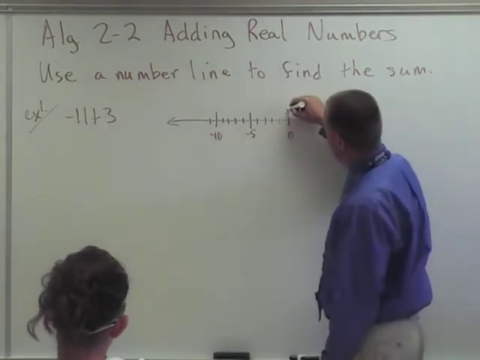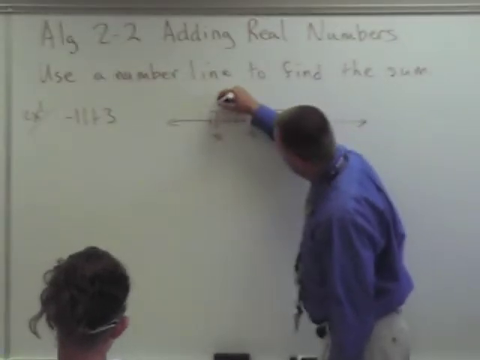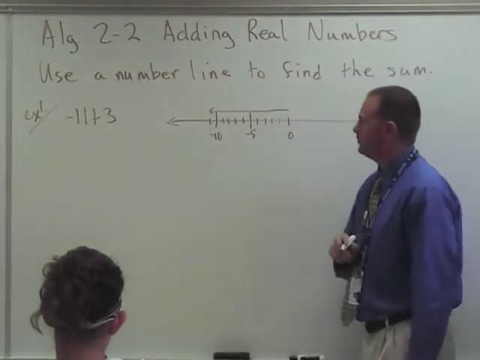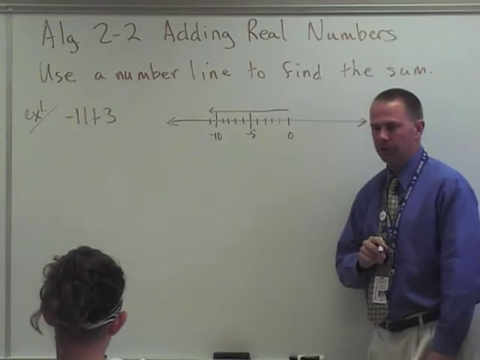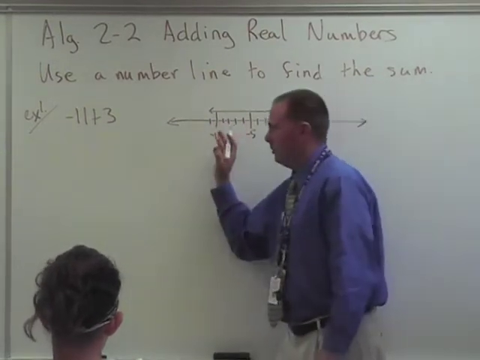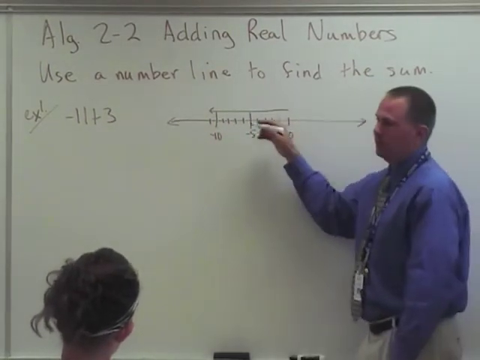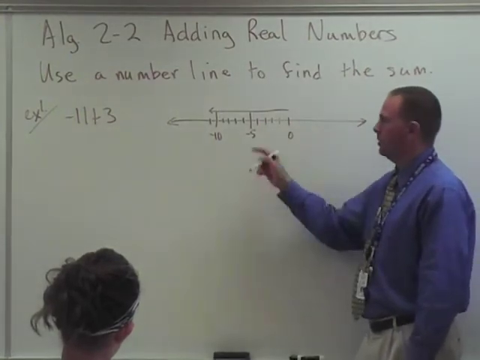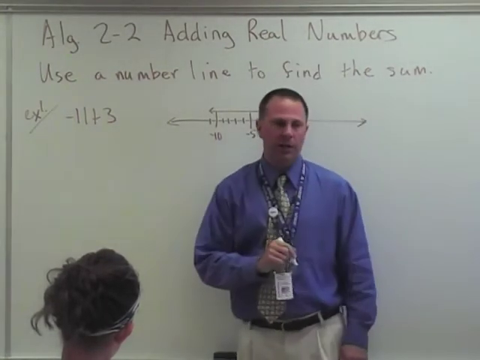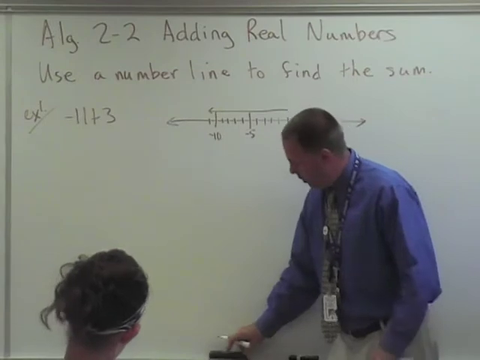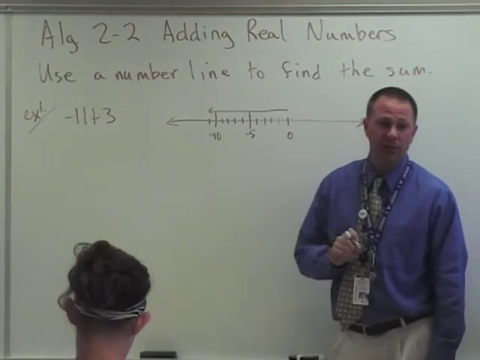Now you're going to start at 0 and draw a line back to negative 11. So I always start at 0. Negatives mean we go to the left. Positives mean we go to the right. And this only works if we're going to add. We're going to always add. So tomorrow when we do subtraction, we're going to change everything to addition and go from there.